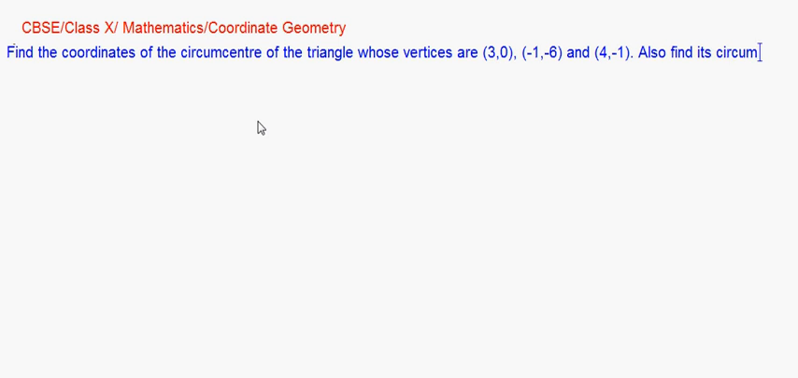Just let me find the coordinates of the circumcenter of the triangle whose vertices are 3, 0, ... let us understand first what we calculate, then it becomes really pretty easy.